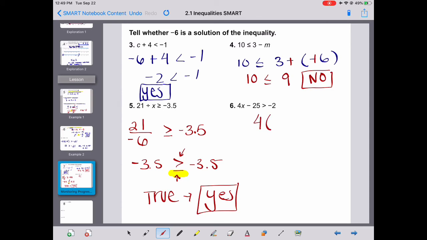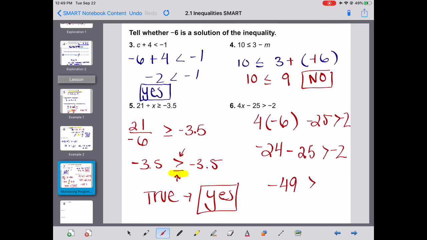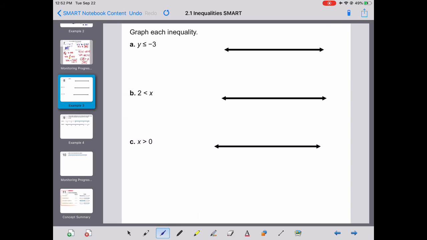Last one. 4 times -6 minus 25 is greater than -2. This is -24 minus 25 is greater than -2. We end up with -49 is greater than -2. A huge negative is not bigger than a smaller negative, so this is a false statement, so no, it's not a solution.